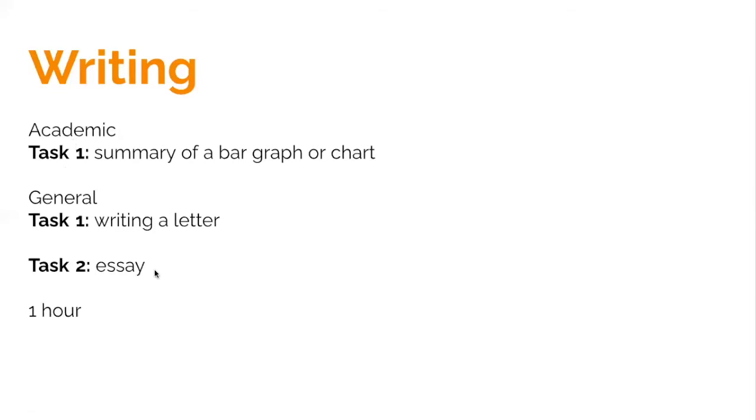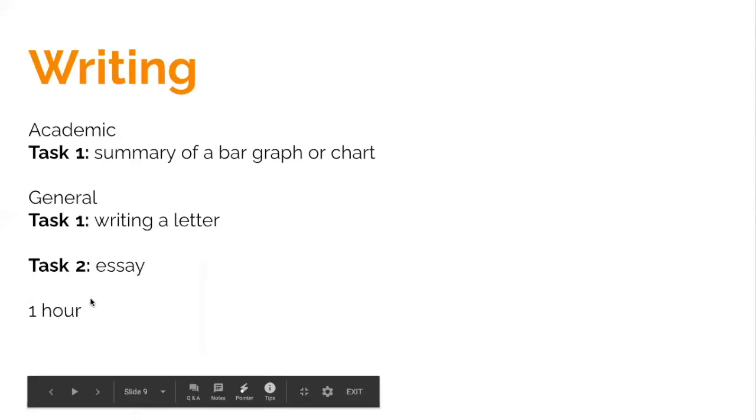And also, people say that the second task, the essay, if you're taking the academic version of the test, there's a rumor that this essay is judged more strictly. So it's important to keep in mind. It's judged a little more strictly, but still. And you get 1 hour for both of these tasks. You get 1 hour for everything.